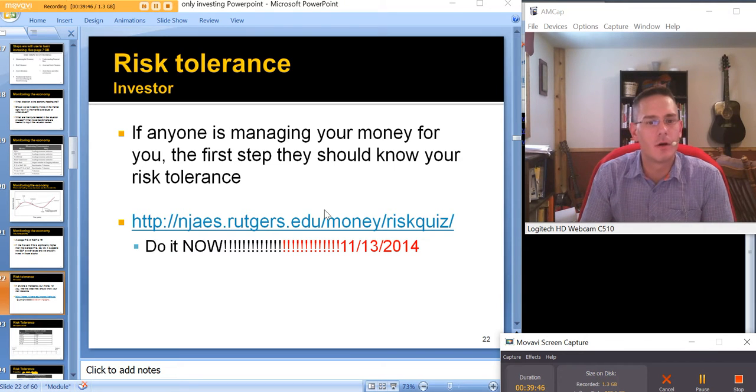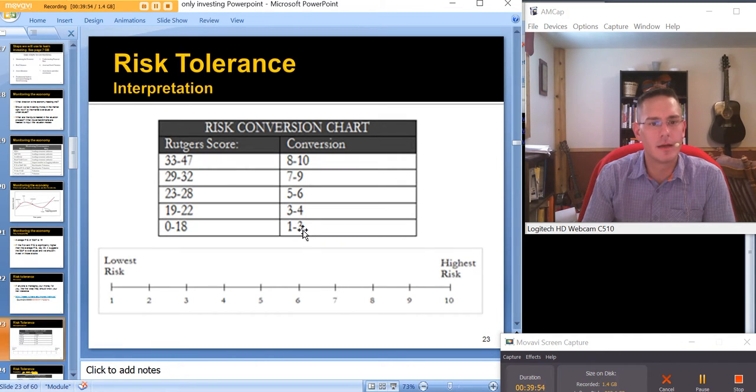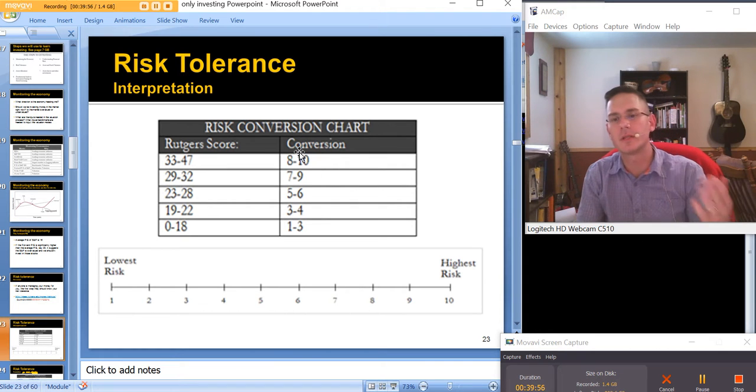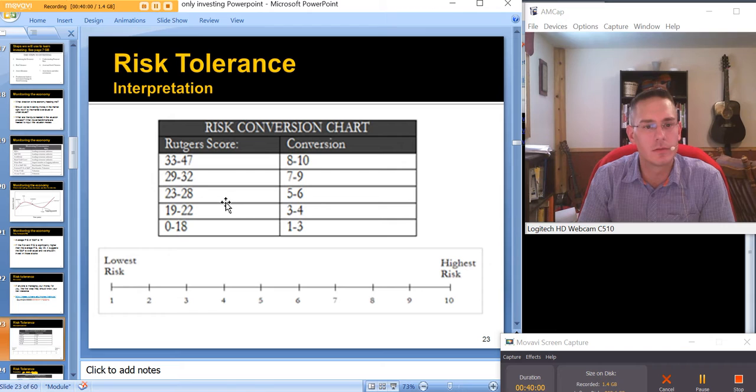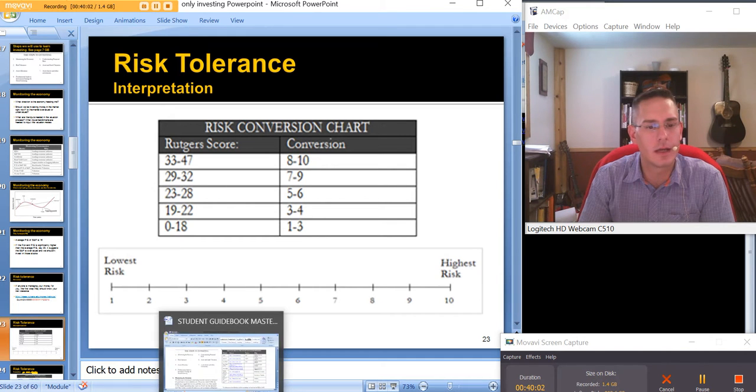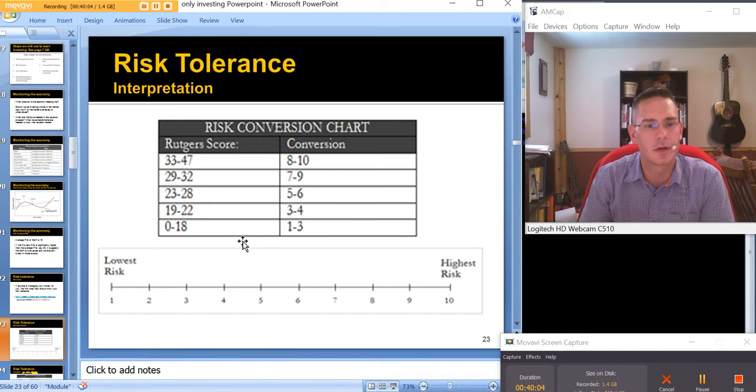All right, so hopefully you completed this and you now have a score. What we're going to do then is convert that score to a score between 1 and 10. So either up here, if you'd like, you can hit pause and quickly do a conversion. If you scored a 24, you would give yourself a conversion score of between 5 and 6, and write that information down and don't lose it.